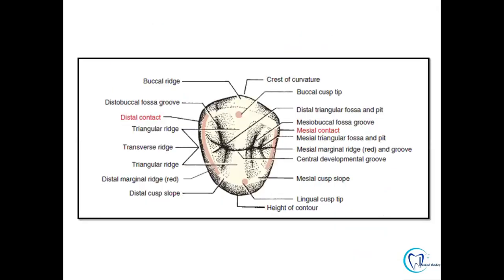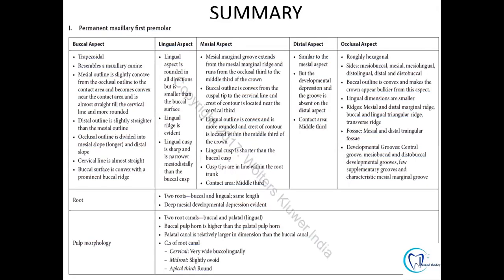This is how you can draw a well-labeled diagram for the occlusal anatomy of a premolar, in which you can appreciate the buccal ridge, then the crest of curvature on the buccal aspect. Also, you can appreciate the presence of two cusps, one buccal, another lingual. Then there is the central developmental groove. Also, there are two fossae, the mesial triangular fossa and distal triangular fossa. Then you can also appreciate a transverse ridge which has been formed by the triangular ridges of the buccal and the lingual cusp, and the occlusal anatomy is bounded on both sides by the mesial marginal ridge and the distal marginal ridge. This is the summary of all the aspects.